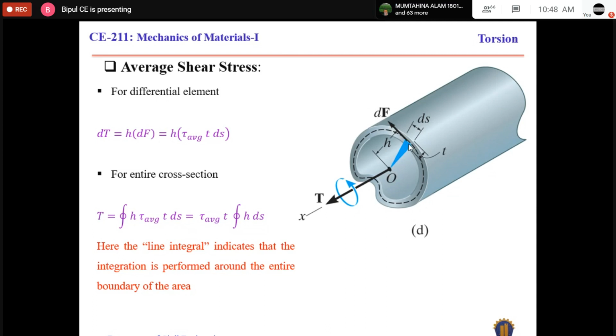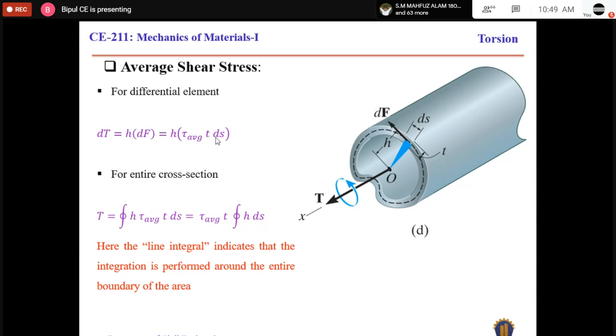So the total torsion will be dF into h. h is the distance from this point to the axis of rotation. So the torsional force due to this small shear force will be h, that means distance times force. And from the previous equation, we have the expression for dF, and if we substitute here, then the small torque, that means the torsion developed due to this small force, will be dT, and dT is this one.